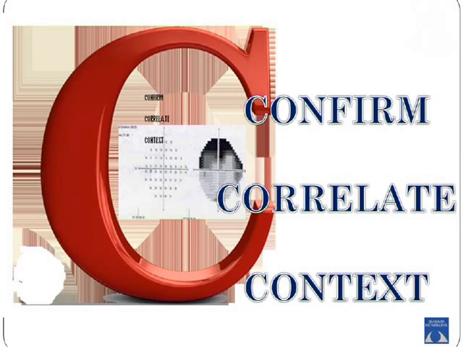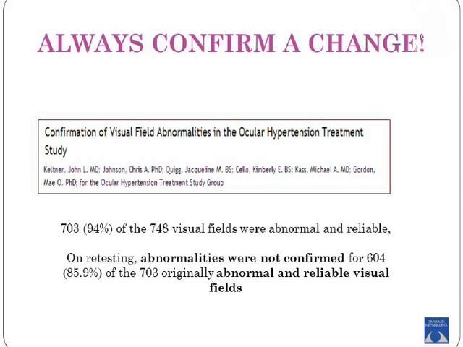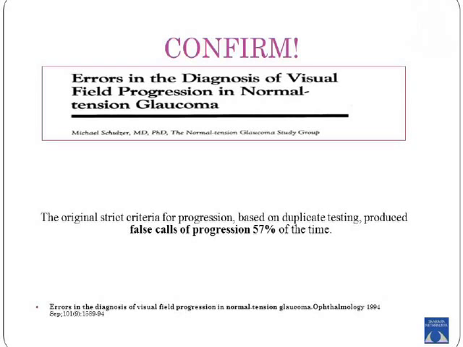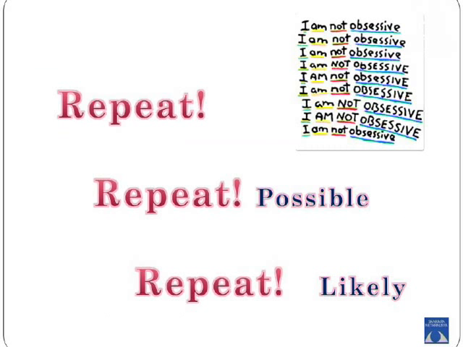Now we come to the 3 C's for progression. First is confirm, second is correlate, third is context. All these will help you diagnose progression with confidence. Always confirm a change. It has been seen in many studies that an abnormality detected on a reliable field on repetition just disappears. For example, in the OHTS study, more than 80% on repetition turned normal, and in the CNTGS study, there were false calls of progression in 57% of patients. So we are not obsessive, but still repeat, and repeat to confirm a defect.